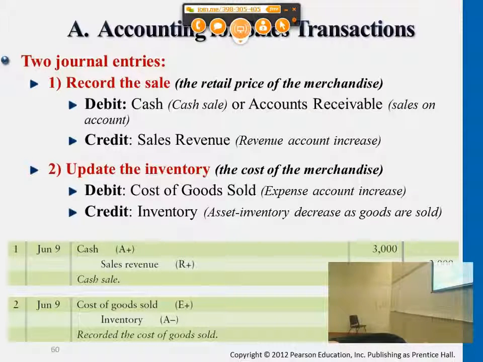Now what would happen in the case of selling items on account then? This is a cash entry. What would be the difference here if we're selling on account? What would you change? Switch cash to accounts receivable, and anything else?